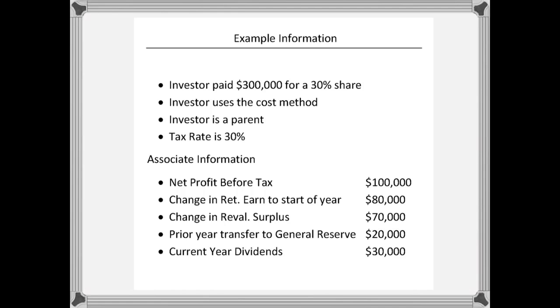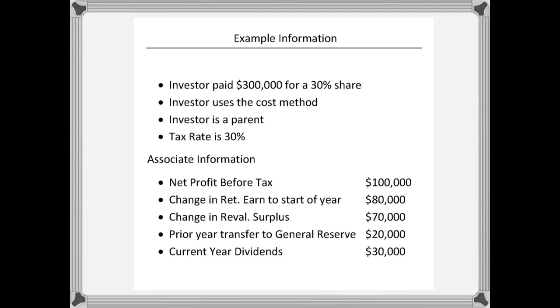There was a prior year transfer to the general reserve. So importantly, this was not a current year transfer. This transfer to the general reserve happened in a previous year. Could have been last year, it could have been a number of years before that. And lastly, there are current year dividends of $30,000.